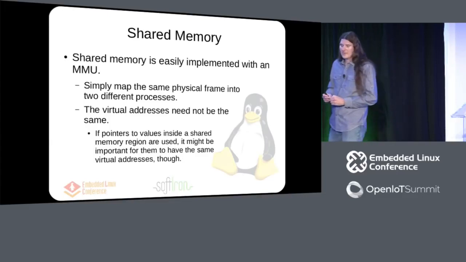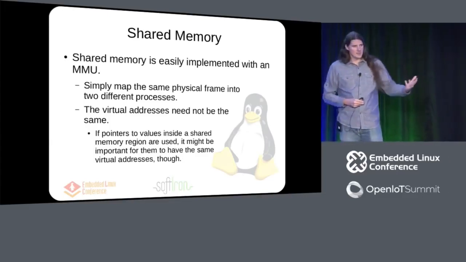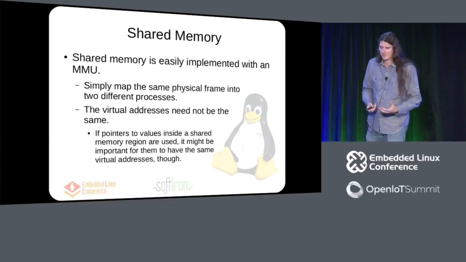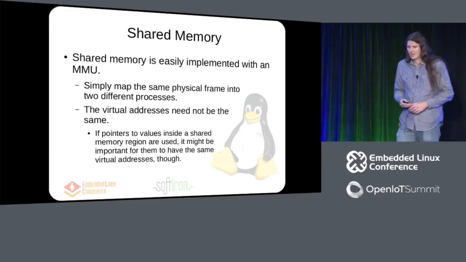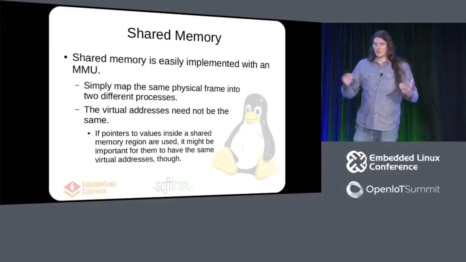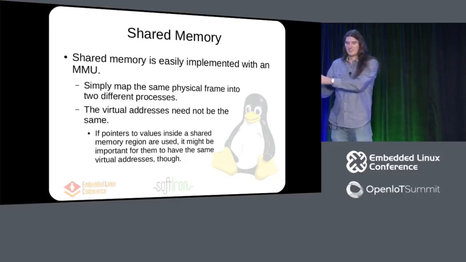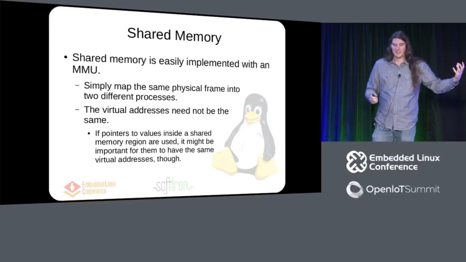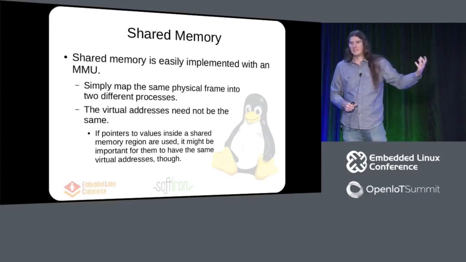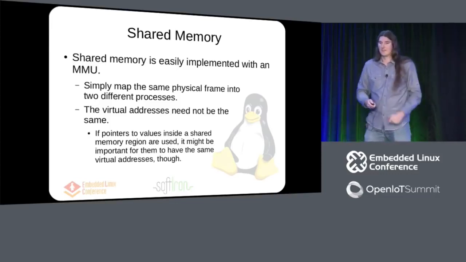So let's talk a little bit about shared memory. Knowing what we know about the MMU and the TLB and how all of this works, shared memory is then very easily implemented with an MMU. All you have to do is, in two different processes, map the same physical frame into the virtual address space of two different processes. And the virtual addresses of these frames don't even have to be the same.